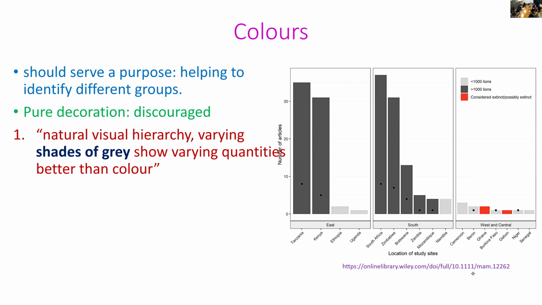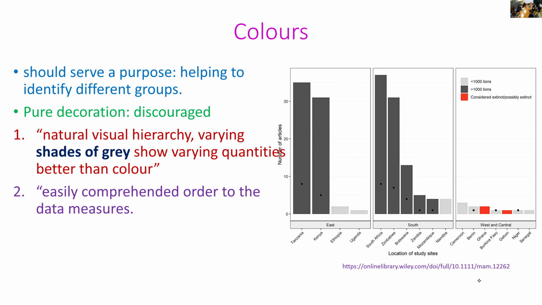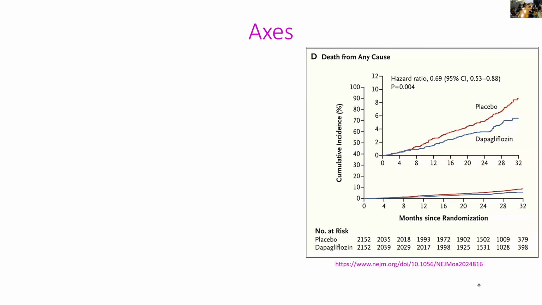Natural shades of gray are very easy for the human eye to interpret. So black means more, then slowly gray goes down. This is an order which you must always try to follow. That's the key thing you find even in NEJM or Lancet or top journals: most graphs are just black and white with different shades of gray. Okay. Now, what about the axis?